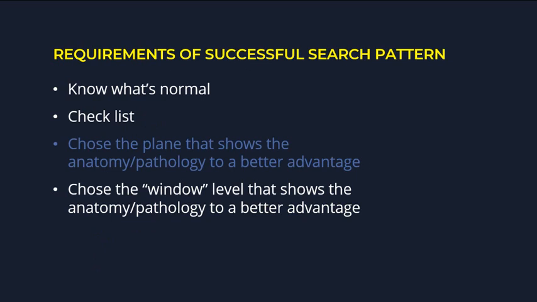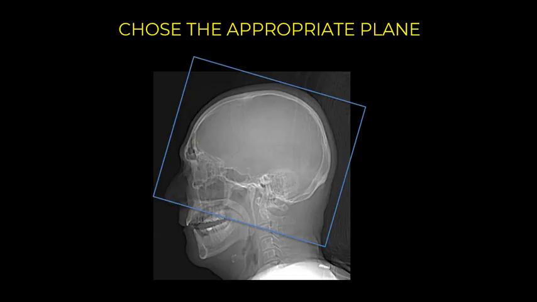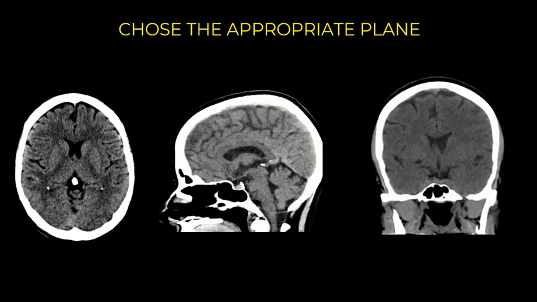The third requirement is choosing the plane that shows the anatomy or pathology to the better advantage. What do we mean by that? When we do a CT scan of the brain, we scan an entire volume of the brain. Every structure is visible on every plane. So whether it's the axial plane, the sagittal plane, or the coronal plane, every structure is included on each of those planes. However, certain structures can be seen to a better advantage or evaluated more accurately on a certain plane.